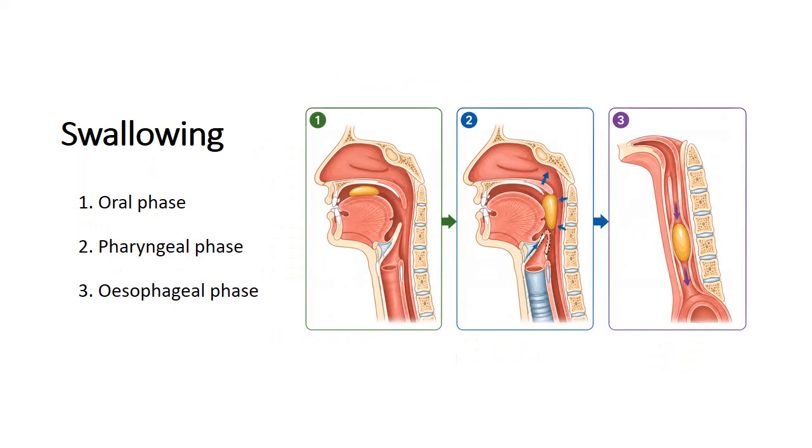Swallowing occurs in three coordinated phases. The first is the oral phase, which is voluntary. Here the tongue forms a food bolus and pushes it toward the pharynx. The second is the pharyngeal phase, an involuntary reflex. The soft palate elevates to close the nasopharynx. The epiglottis folds backward to protect the airway. The pharyngeal constrictor muscles then propel the bolus into the esophagus. The third is the esophageal phase, during which peristaltic waves transport food into the stomach.